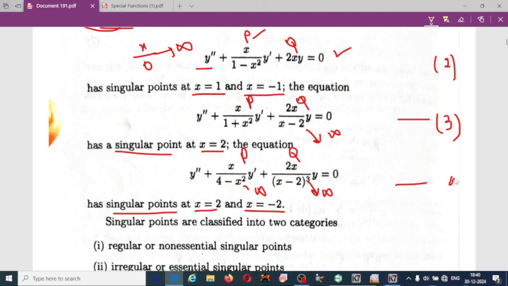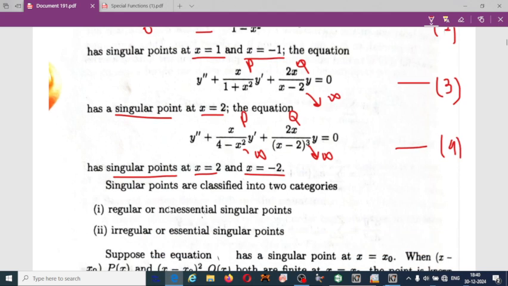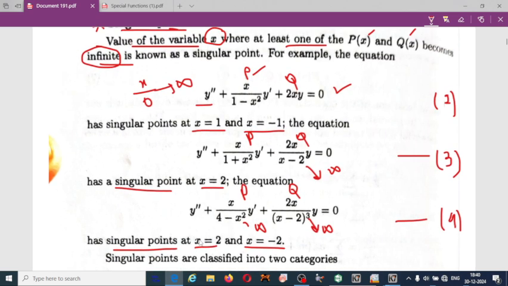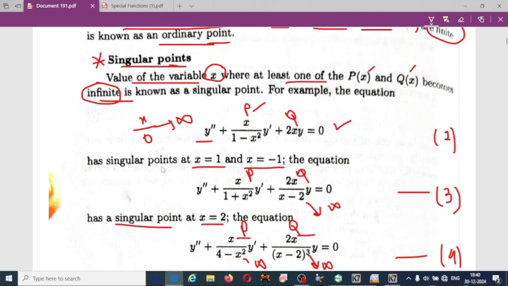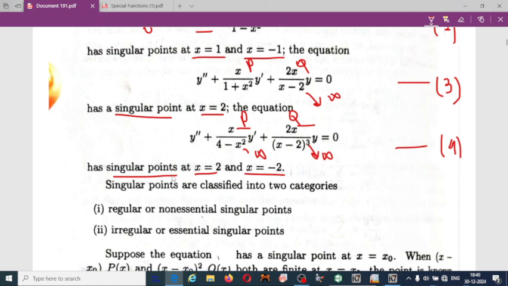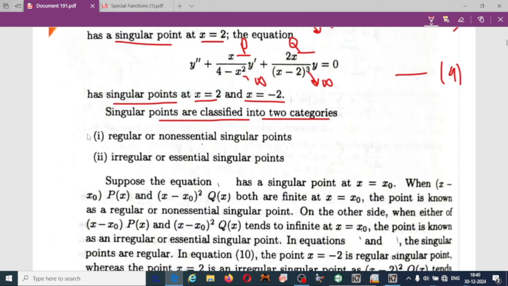This is how you can differentiate ordinary or singular points. Singular point: if for any value of x you put in the differential equation, p and q, any one of them become infinite, then you can identify that those are singular points for that differential equation. So singular points are classified into two categories. One is regular or non-essential. Second one is irregular or essential.